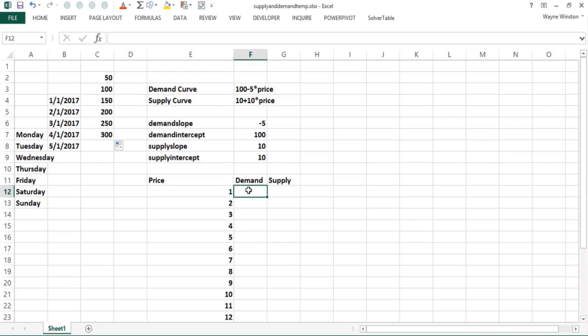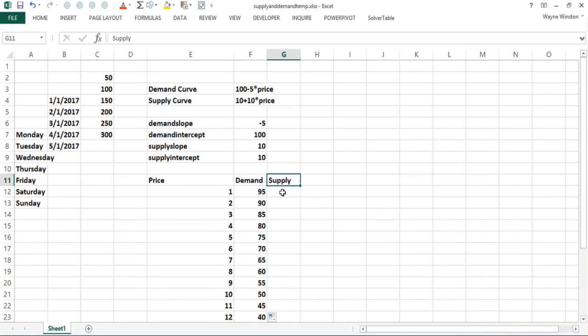So what would the demand be? So the demand would be take the intercept, I'll hit F4 to dollar sign that, plus the slope, hit F4 to dollar sign that, times the price. So here the demand should be 95 units. I can copy that down, I can drag it or double click the left mouse, copies it down. So notice when the price is 20, the demand is 0.